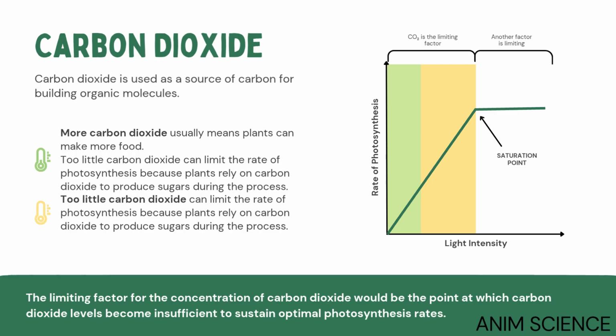To summarize, low carbon dioxide, low photosynthesis rate. Increasing carbon dioxide, increasing rate. Saturation point, no further increase. So, carbon dioxide is essential, but only up to a certain limit. Beyond that, other factors control the process.